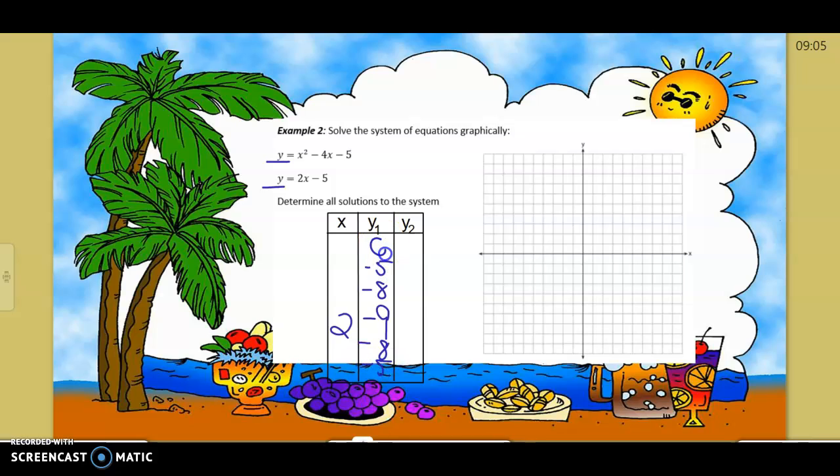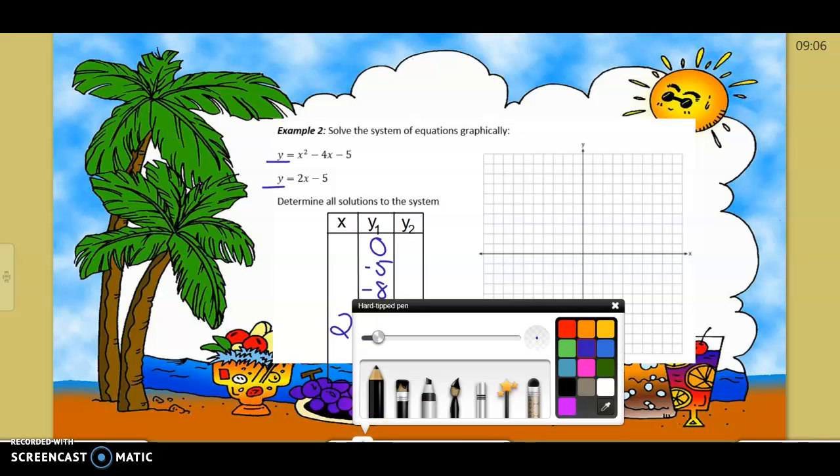The blue on the blue is very bad. 0 and 0. So I apologize.